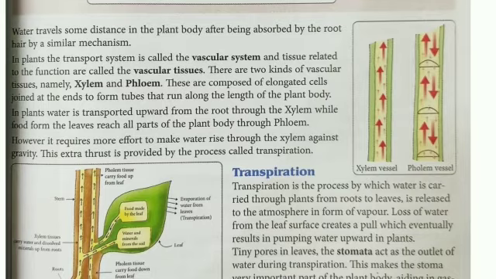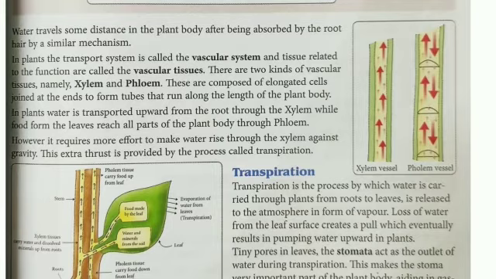These are composed of elongated cells joined at the ends to form tubes. Elongated लंबा लंबा होता है और आपस में जोड़ करके it has to make tube because it had to transport water and food in a liquid form. Food also travels in a liquid form. So it forms tube that run along the length of the plant body.